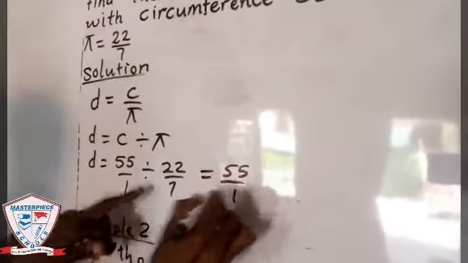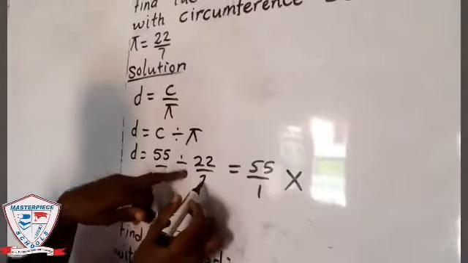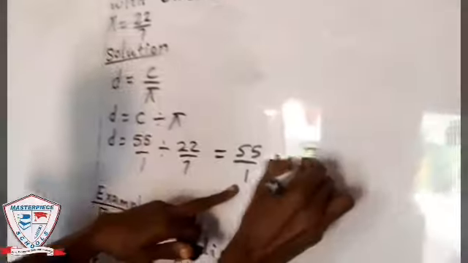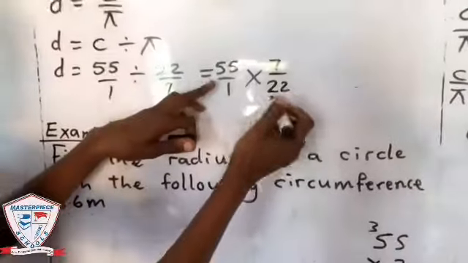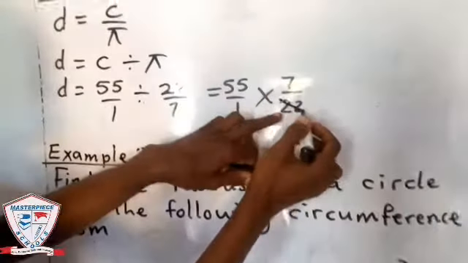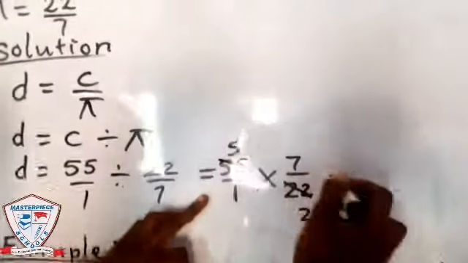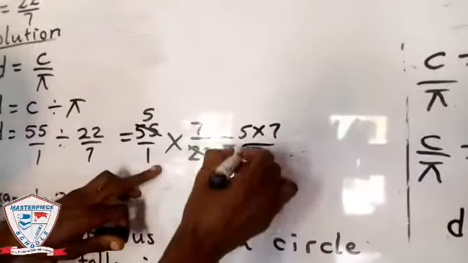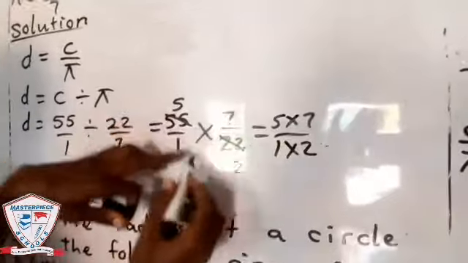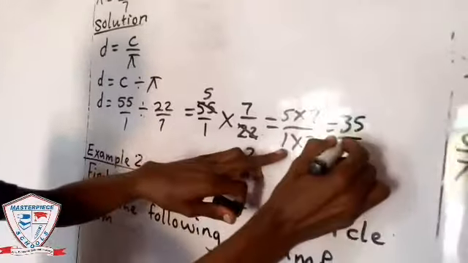So you have 55 over 1. This division will change to times. When the division changes to times, the 7 will go up, 22 will come down. So you have 7 over 22. Now you can cross divide as I told you before. 11 in 22 gives 2, 11 in 55 gives 5. So you have 5 times 7 over 1 times 2. 5 times 7 is 35, over 2.